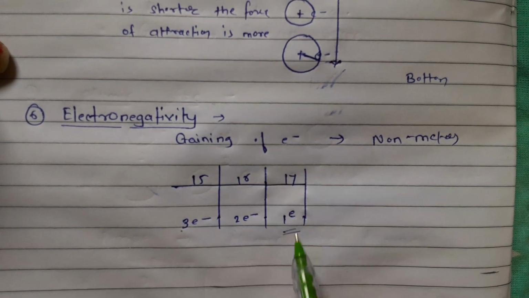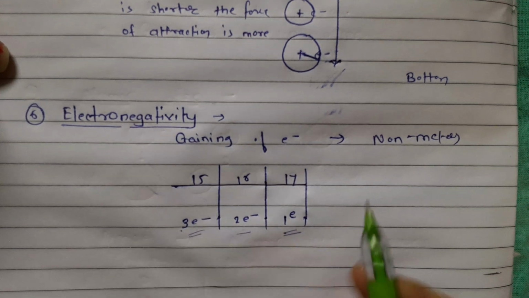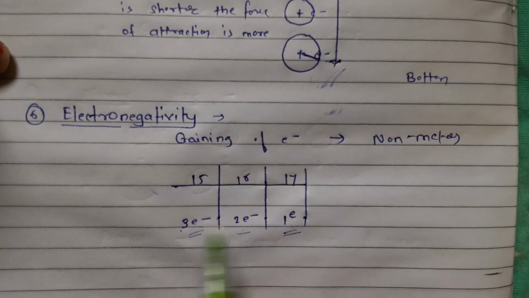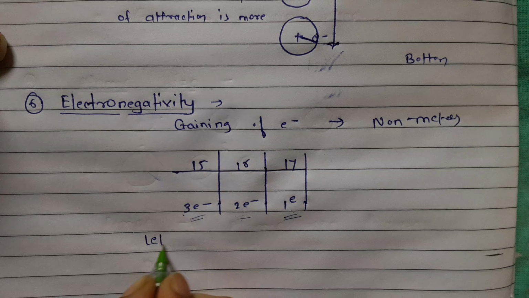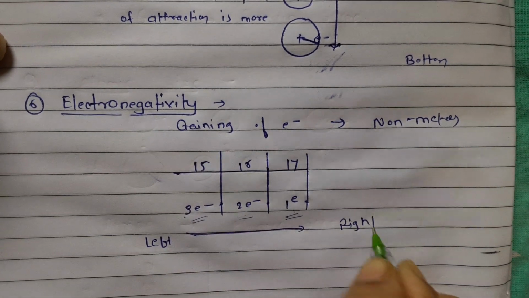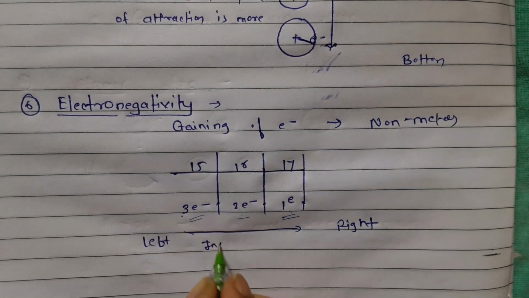It is much easier to gain 1 electron than gaining 2 and then gaining 3. So those who gain 1 electron react very fast as compared to the rest. So as we move from left to right in a modern periodic table, the electronegativity increases.